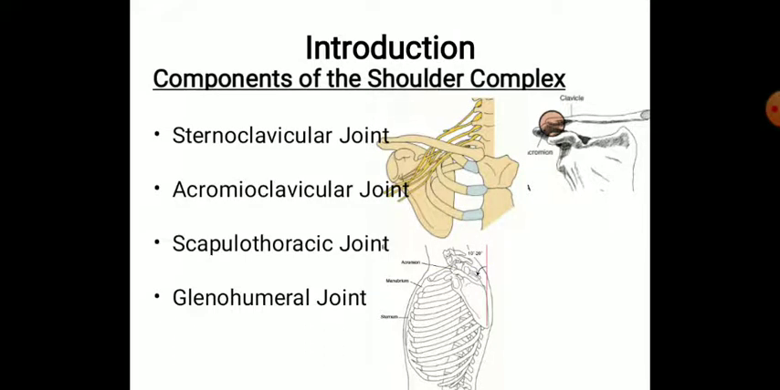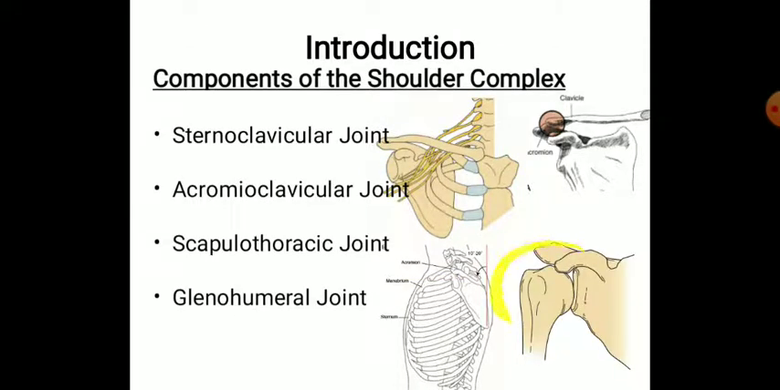And the last one is known as the glenohumeral joint, and this is the one joint which is known as the shoulder joint. As I said, we can divide this name, glenohumeral. It's a joint forming between the glenoid fossa of the scapula, this is the glenoid fossa, and the head of the humerus.